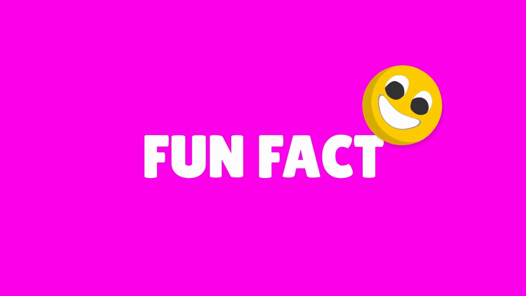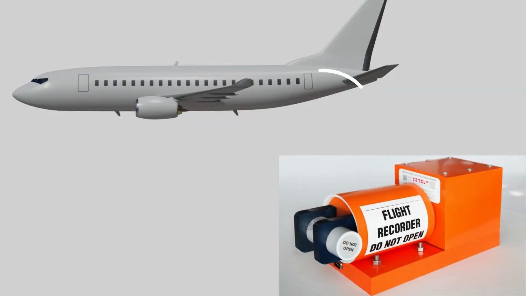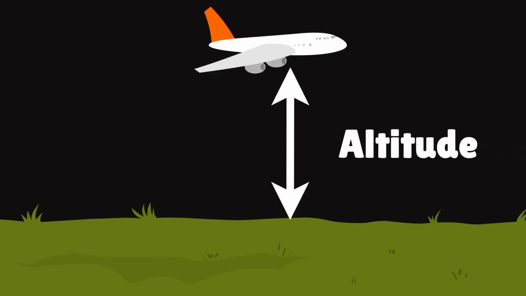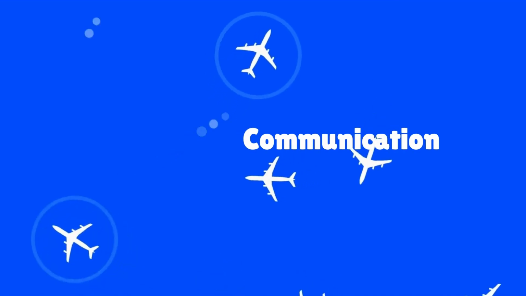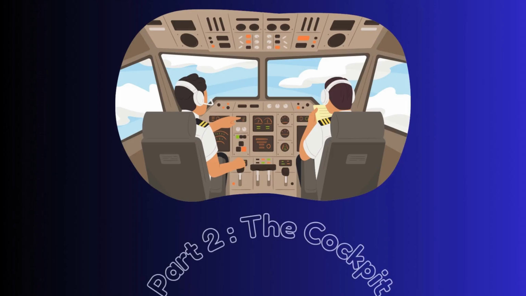Fun fact, airplanes have a black box. Even though it's called a black box, it's actually bright orange in color. It's a device that stores data about the flight, such as altitude, speed, and communication, and can help investigate accidents if they occur.